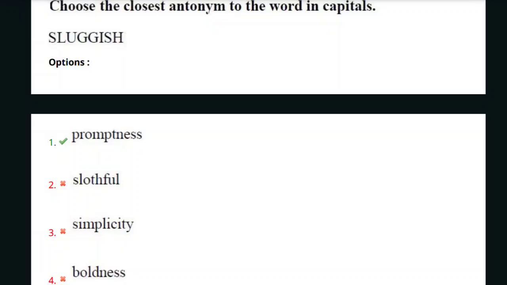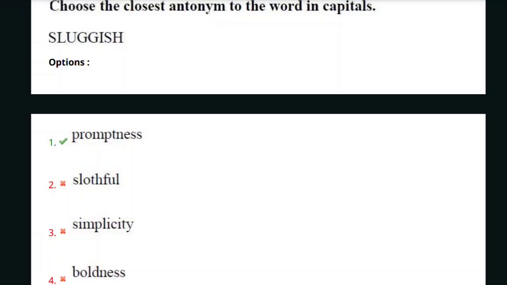And let's discuss what it means by sluggish. Sluggish, again, is related to slow moving and inactive. Sluggish is nothing but slow moving or inactive. And here we have various options like promptness, slothful, simplicity, and boldness. Slothful is synonymous to sluggish. Slothful is also slow moving and inactive. And the correct answer to sluggish is promptness. The correct suitable antonym to the word sluggish is promptness.